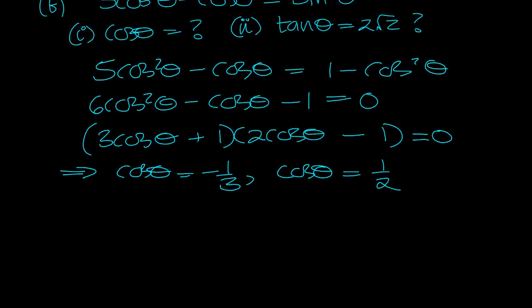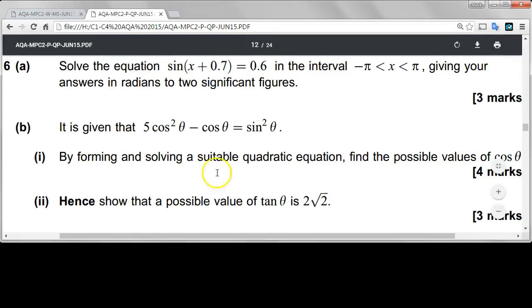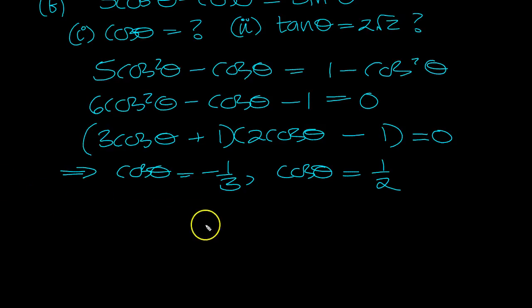Now does tan theta equal 2 root 2? So let's look back at the paper, see what it says. Possible values, hence show that a possible value of tan theta is 2 root 2. Okay.